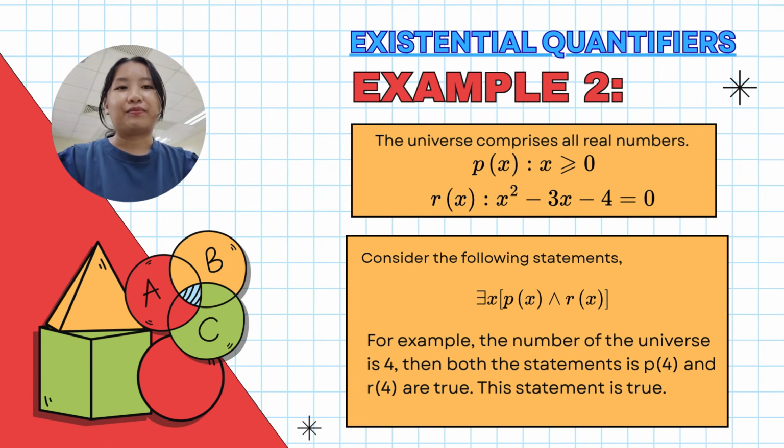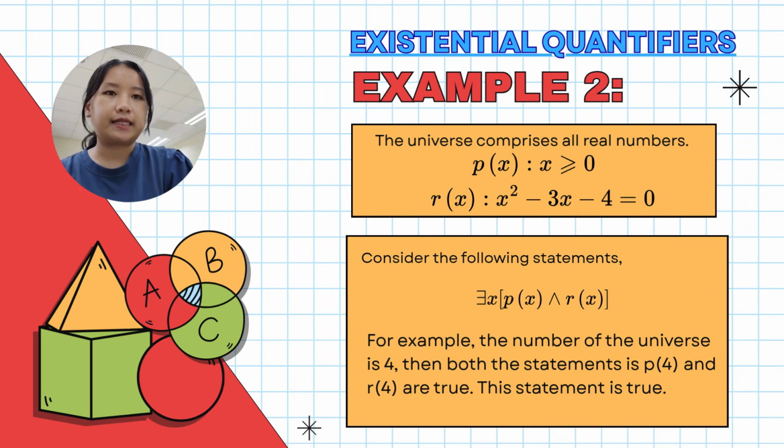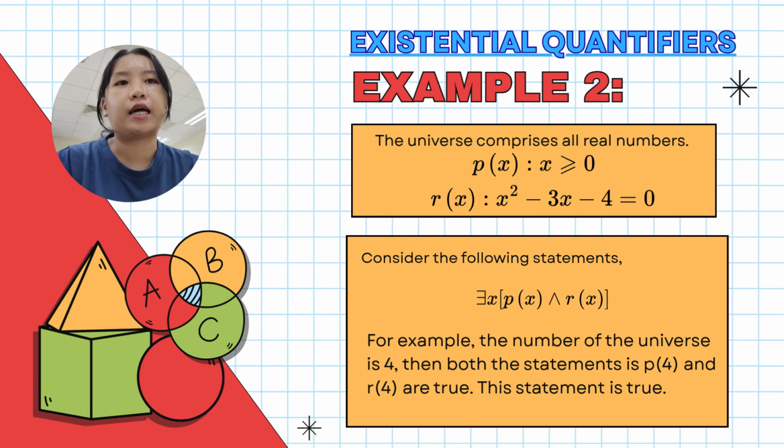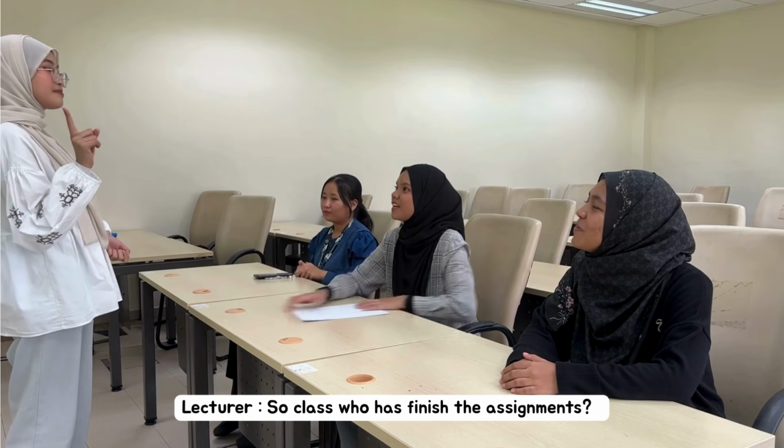Let's take a look at example 2. Consider the following statement: for some x, P(x) and R(x). Let's use the number 4 as the universe. Substitute the number 4 into the statement and see if it is right or wrong. We can see that both statements, P(4) and R(4), are true. Then, the statement is true. Who has finished the assignment? Me!